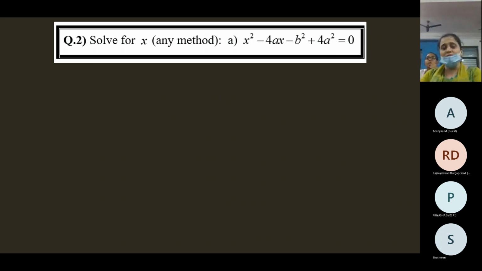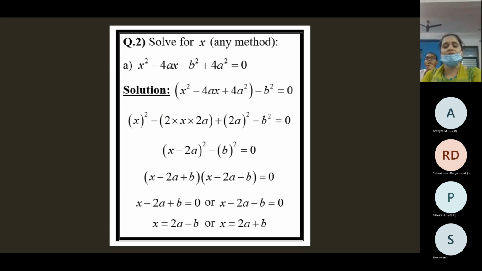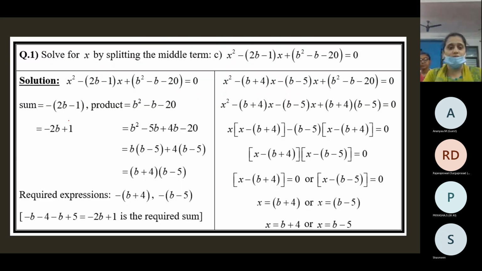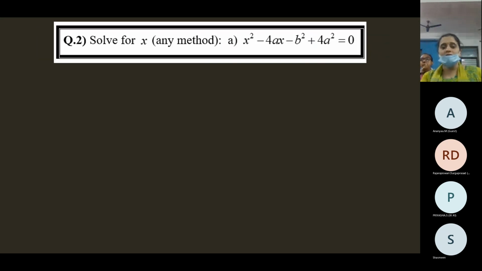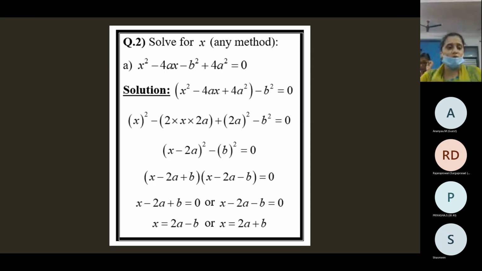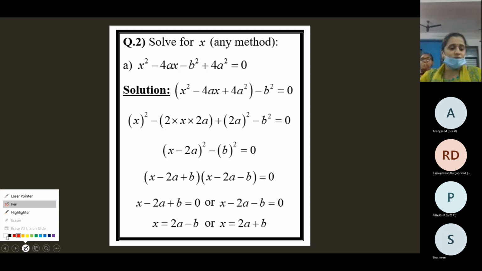So you have only two methods, factorize and quadratic formula. So this is how you use the quadratic formula, and factorizing we have done here. If you want to do it by that other method we learned here, then I'll not do it now, but I can tell you how you have to go about it.